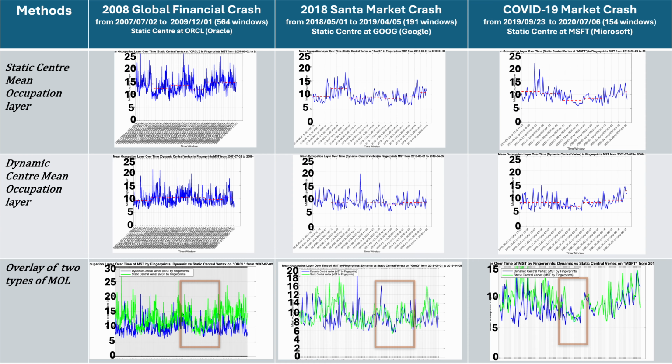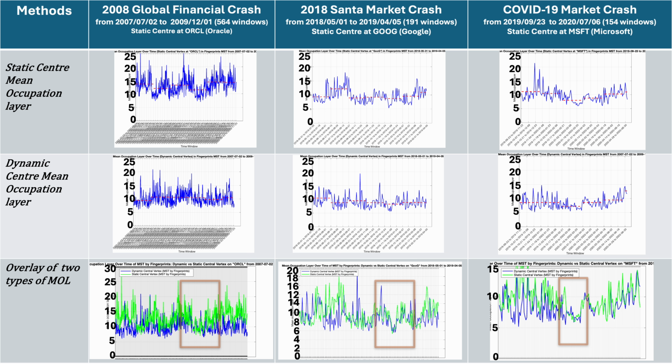So we compare two ways of measuring fingerprint-based minimal spanning tree network compactness via the mean occupation layer. Row 1 shows the static center mean occupation layer, where we hold the most frequent hubs, Oracle, Google, and Microsoft, fixed as layer 0. Row 2 shows the dynamic center mean occupation layer, where hubs can change each window. As you could expect, the static center curve in row 1 sits generally higher than the dynamic one in row 2, because fixing the single center makes many nodes sit few hubs away on average.